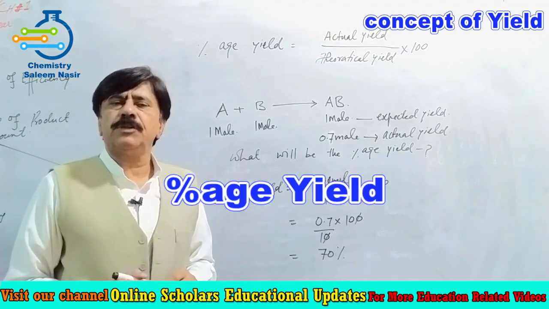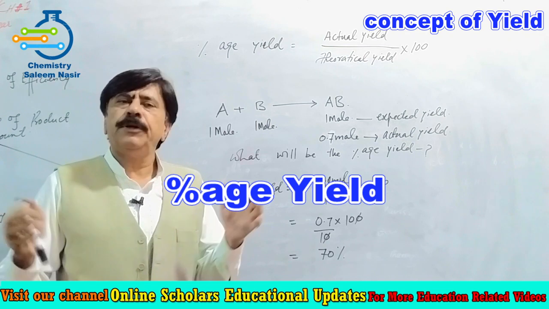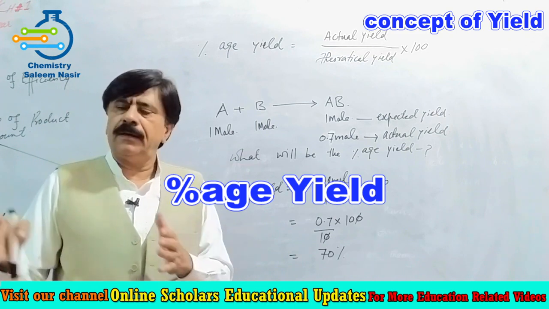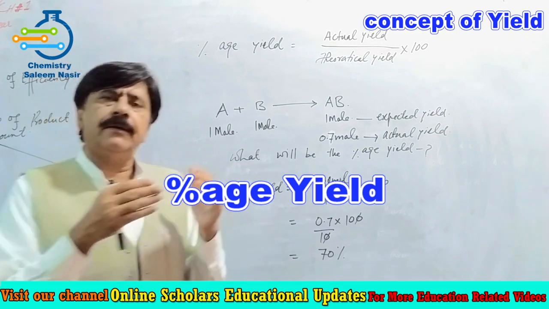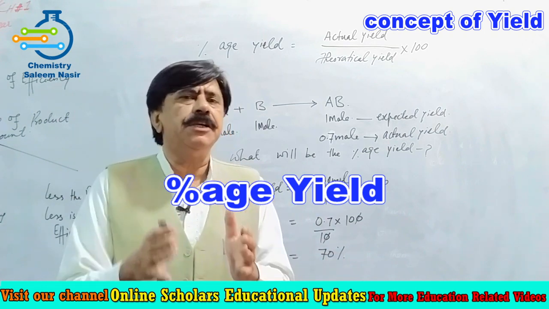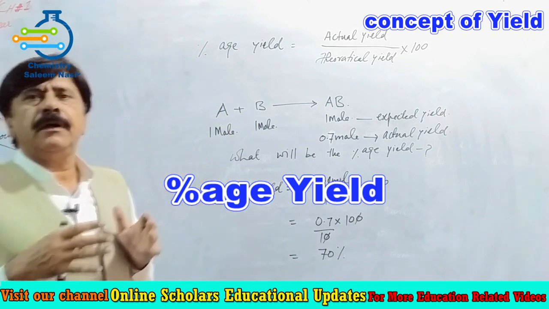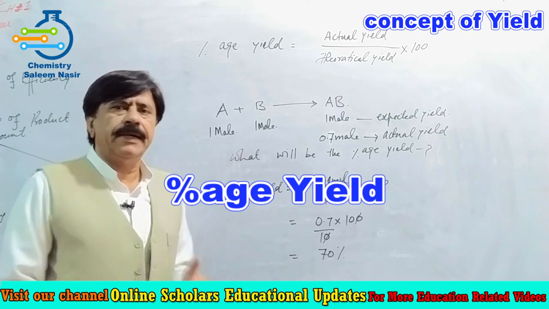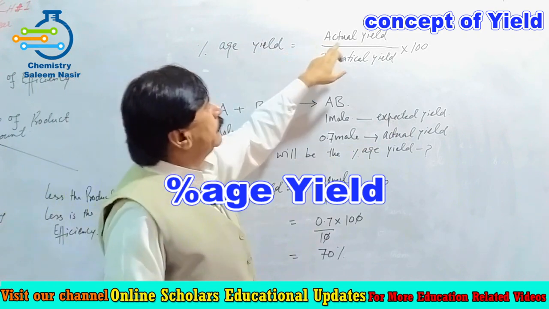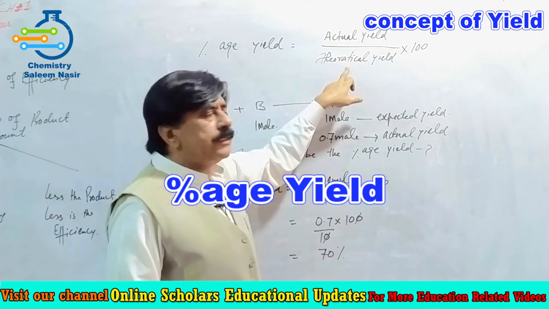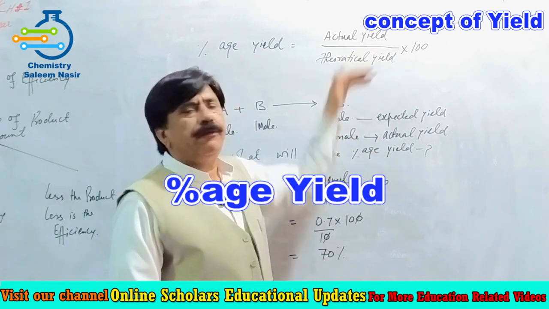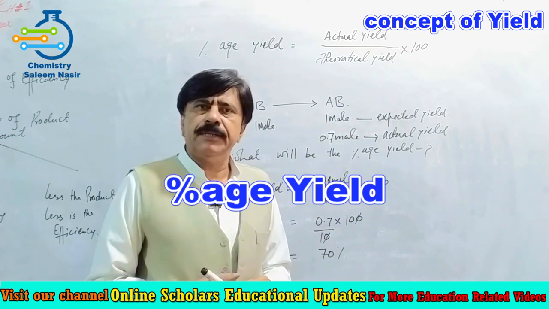Students, to resolve the issue, we take the intermediate position between the actual yield and the theoretical or expected yield in terms of the percentage yield. The percentage yield is calculated by the formula: percentage yield is equal to the actual yield divided by the theoretical yield multiplied by 100. By putting the values in that formula, we can get the percentage yield.